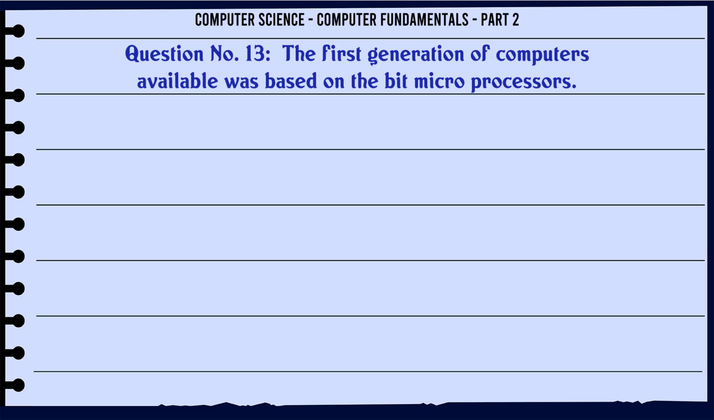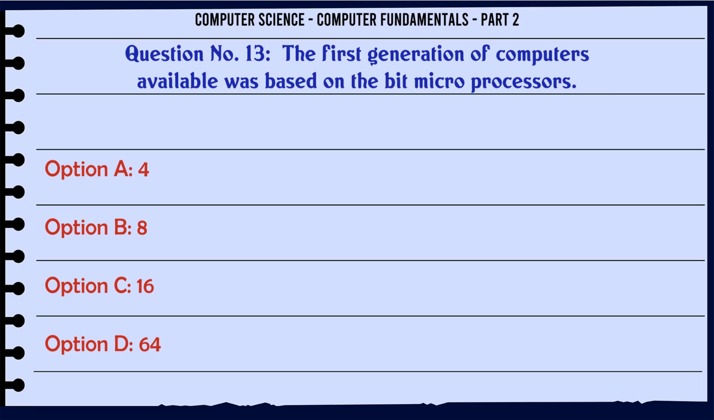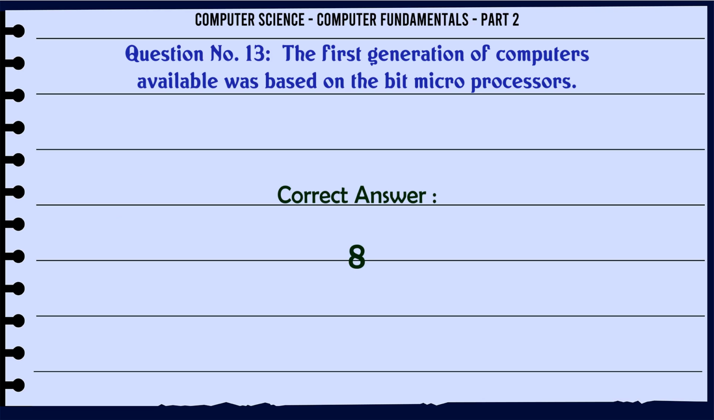The first generation of computers available was based on ___ bit microprocessors: A. 4, B. 8, C. 16, D. 64. The correct answer is 8.